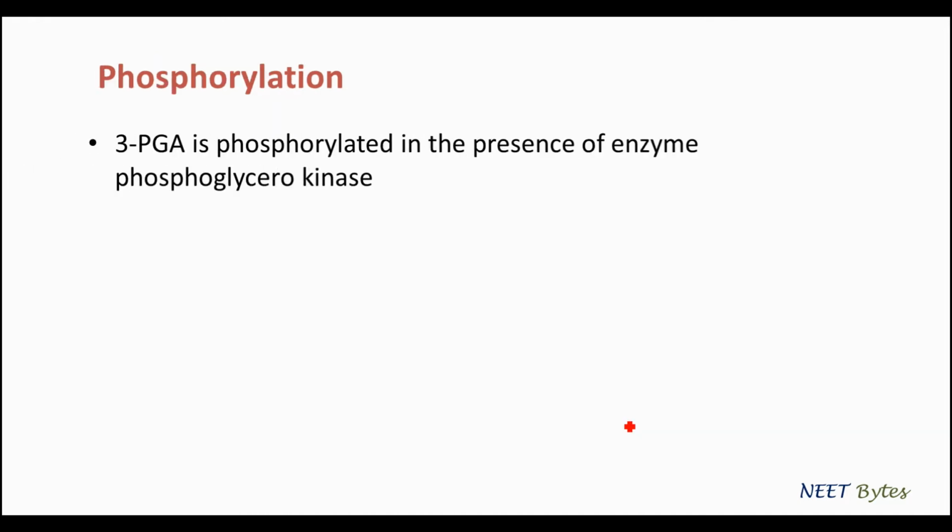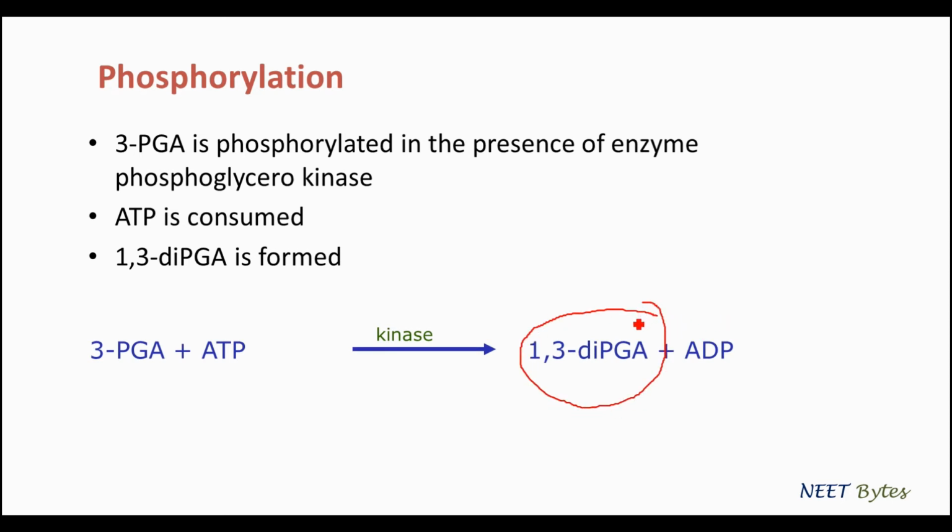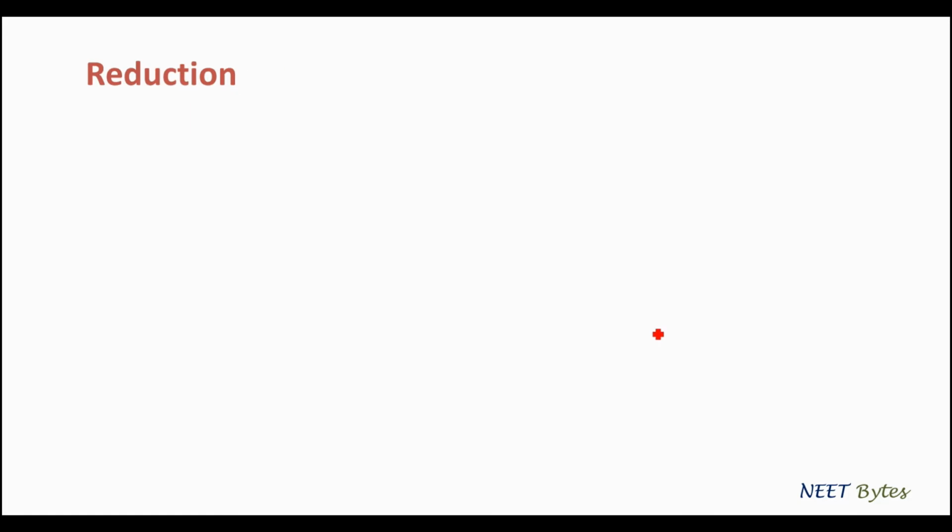In phosphorylation, the assimilatory power ATP that was formed in light reaction is utilized here. In the presence of the enzyme kinase, 3-PGA is converted into 1,3-di-PGA, right? That is the product formed after phosphorylation. Now you see, this is an acid. Our next reaction is a reduction.